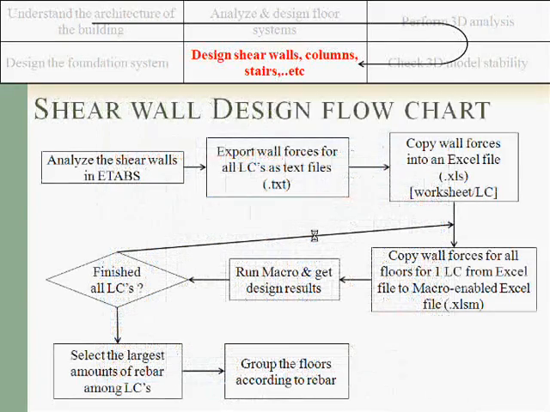We analyzed the shear walls using ETABS and exported all the load combinations as a text file, then copied all the wall forces into an Excel file, which is prepared to take this text file from ETABS. These forces are copied into the macro function for each floor for one load combination, and then we run the macro and get the design results. We apply this for all load combinations and then take the largest amount of rebar depending on the load combination. Then we group the floors according to the rebars and go for the detailing.